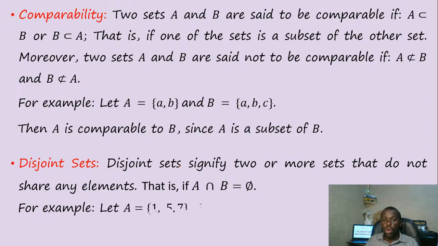For example, now we have A to be 1, 5, 7 and B to be 2, 3, 4. Now tell me any element that is in A and also in B. There is no element in A that is also in B. No element at all. So since there's no element in A that is also in B, that becomes disjoint. And in that case, it becomes an empty set. So A intersection B here is empty. Nothing common between the two of them.